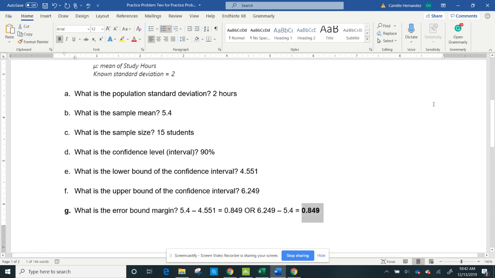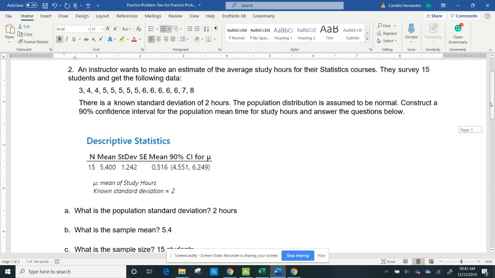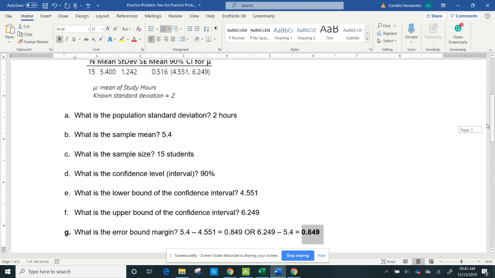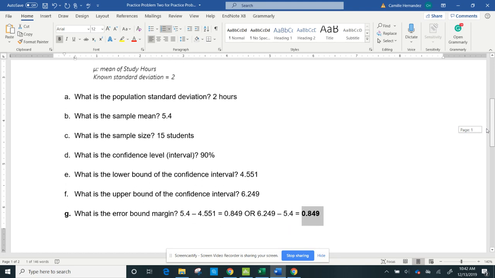Okay. So I've answered all my questions. So I'm successful, and I can answer that I'm 90% confident that it's going to fall between 4.551 and 6.249.